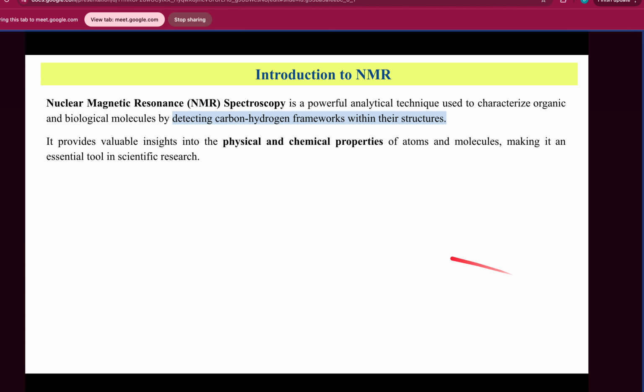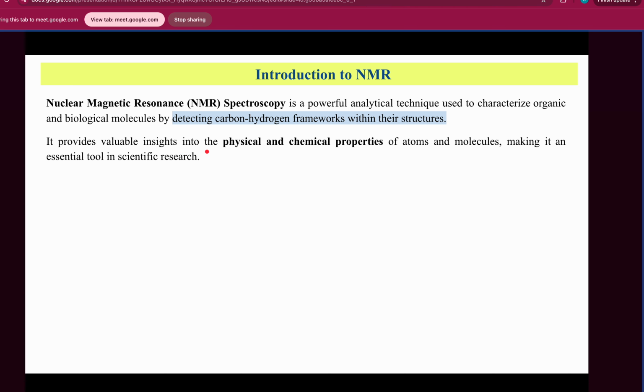So when we talk about NMR, it is nuclear magnetic resonance spectroscopy, and it is a powerful analytical technique which is generally used to characterize organic and biological molecules. It is based on detecting the carbon-hydrogen frameworks within their structures. In X-ray crystallography, as we have seen, it was based on ionizations. When the electron was ionized, then the diffraction pattern was achieved. But in this case, it's not based on ionization. In this, we'll simply look into the carbon and hydrogen frameworks inside the structures of proteins.